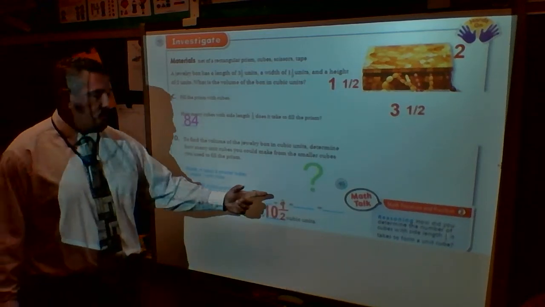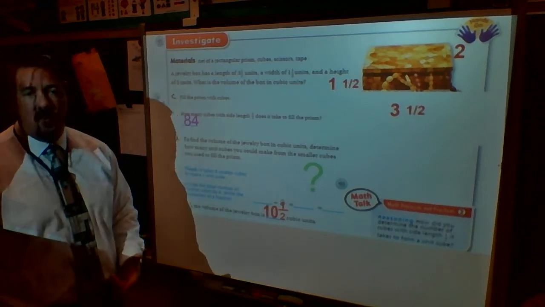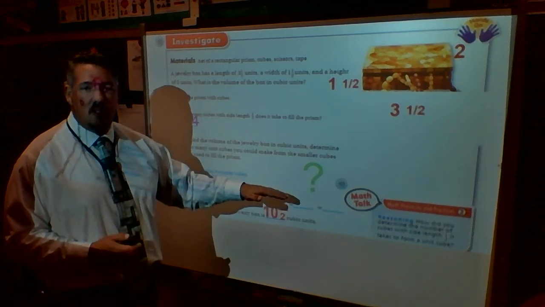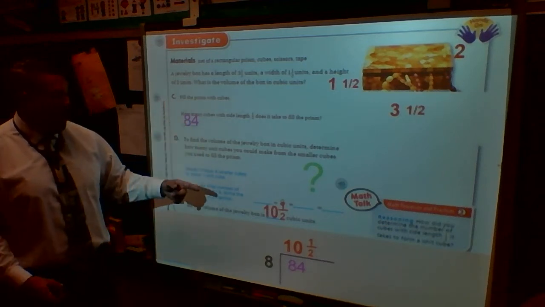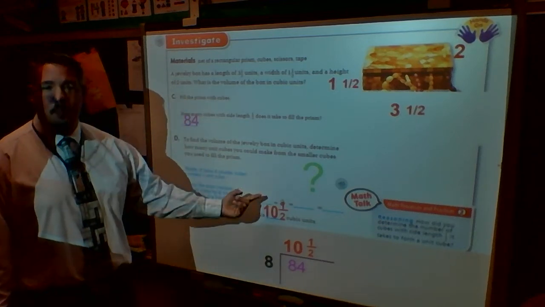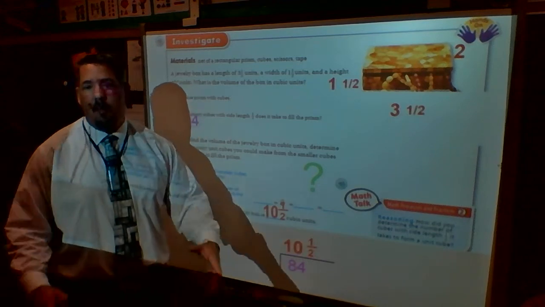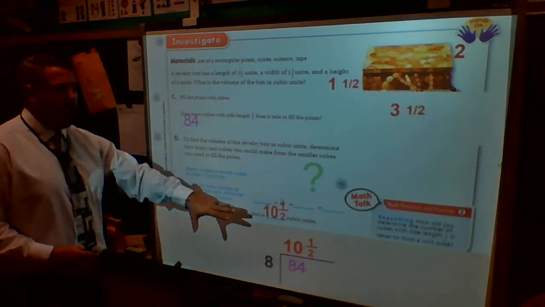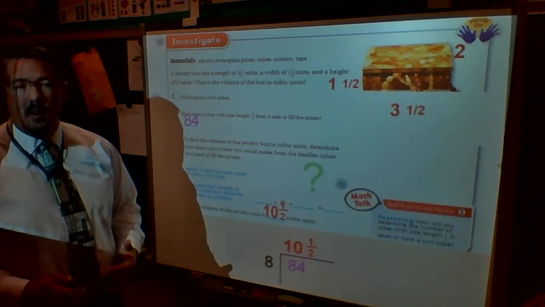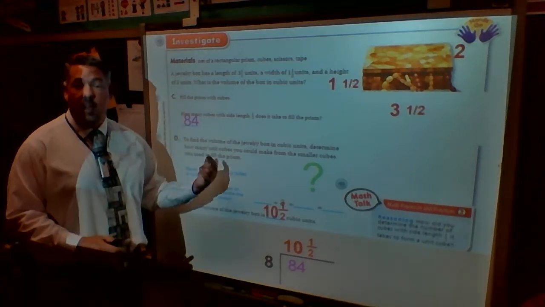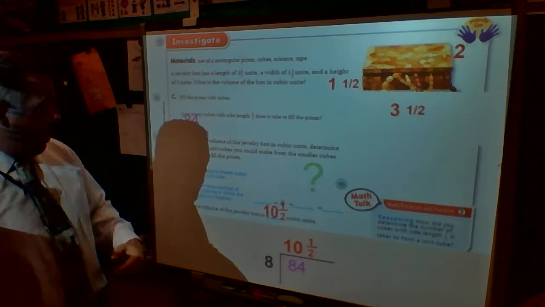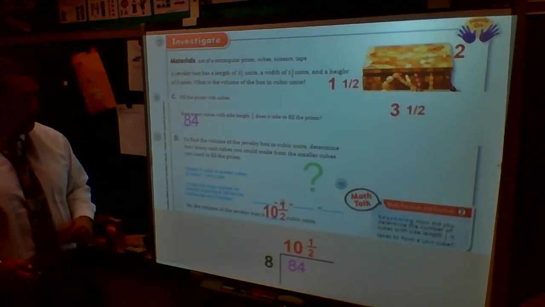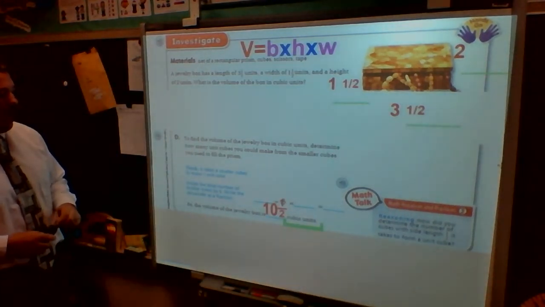Now this was telling you to do something different in math, and I don't need you to understand what they're saying, but it does work sound mathematically. If I take my 84 and then I go back and divide it by the 8, I get 10 and a half. The way that math is set up, it's not something I need you to do. I just need you to be able to take the length times the width times the height, multiply them together, and then solve for your volume. You would still get the same answer either way.